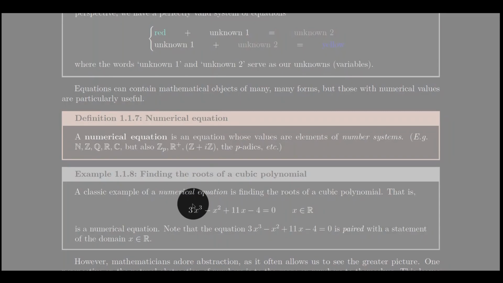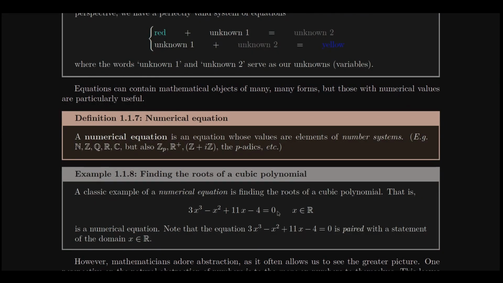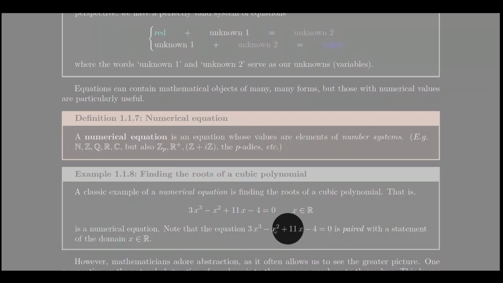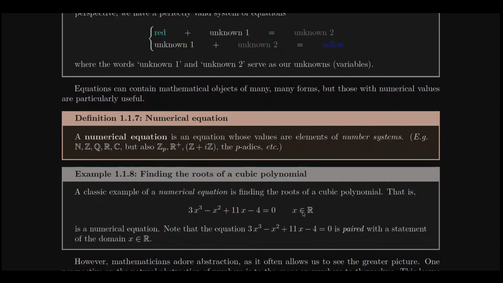So here's a nice example. There's a cubic polynomial for us. 3x³ − x² + 11x − 4 = 0, right? It's a polynomial before it equals 0. This is a polynomial independently on the left. But the fact that we set it equal to 0, it's an equality now. We have an equation. And this is a numerical equation. So we'll note that the equation itself has been paired with the statement of the domain, actually. This statement, x is in ℝ, is telling us where are we actually looking for the unknown, right? What is the domain that we're searching for the unknown in? And with a numerical equation, this had better always be some sort of number system.